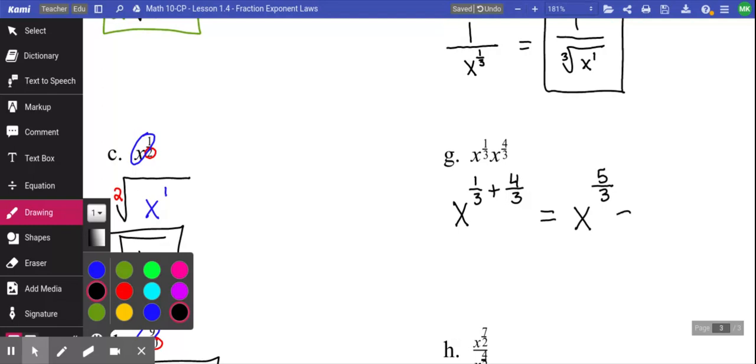You then change that into a radical. The 3 will be the index. X to the power of 5 is the radicand.